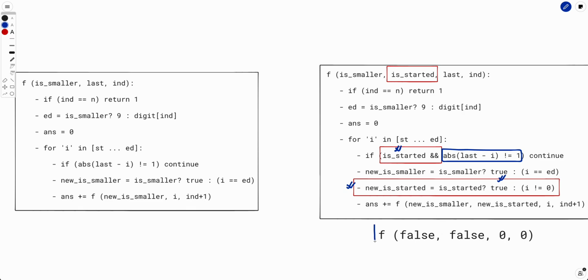Now we will start with f of false comma false comma 0 comma 0. Now notice that this thing doesn't really matter. You can start with f of false comma 1 comma 0 as well, and it will give you the same result. That is, there's no issue with that. So with that, I hope you understand the entire solution.